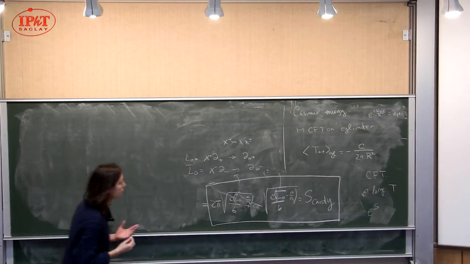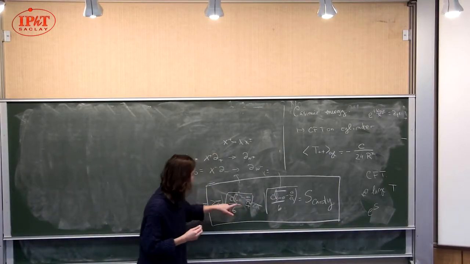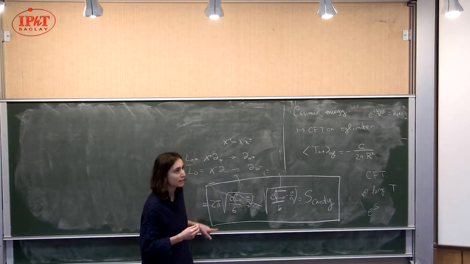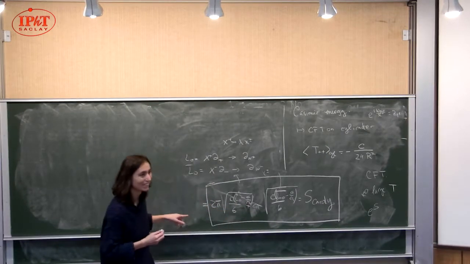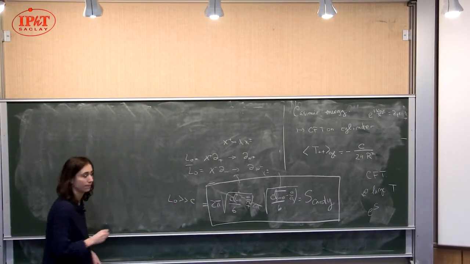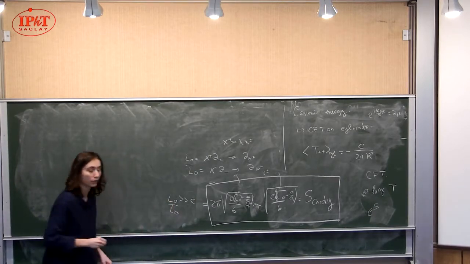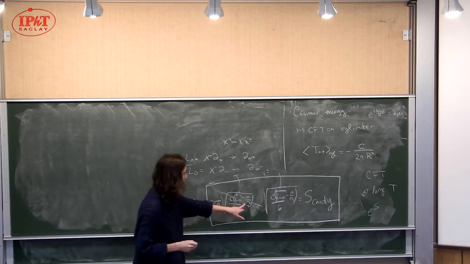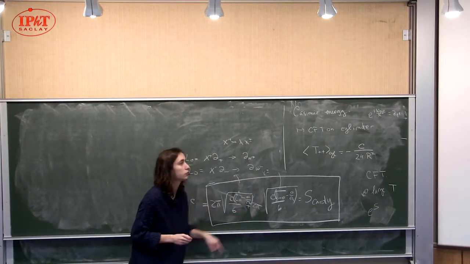So in particular, in the vacuum on the plane, L naught is equal to 0, and this formula doesn't hold, of course. This formula holds for L naught and L naught bar much larger than c, because we derived it in the high energy, high temperature range. But sometimes it's important to include the shift.